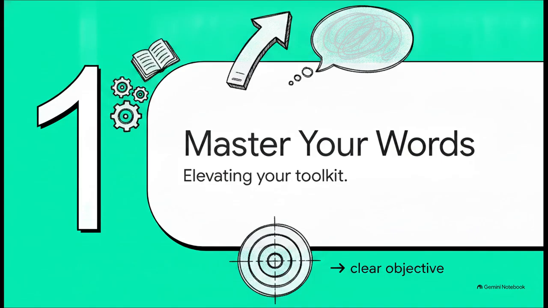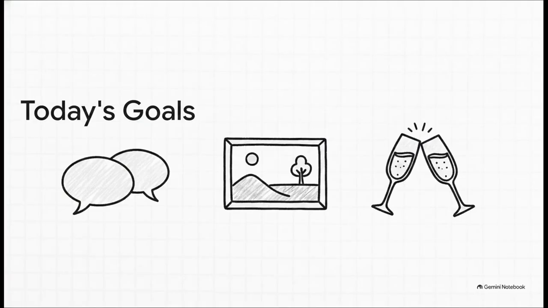Section 1. Objective, master your words. It's time to elevate your writing and speaking toolkit. By the end of this explainer, you're going to know exactly how to execute these 3 core skills without missing a single beat. Whether you're writing a tense scene between 2 characters, describing a vivid setting, or just giving a toast at a party, these are absolutely crucial foundational tools for your 9th grade English toolkit and beyond.